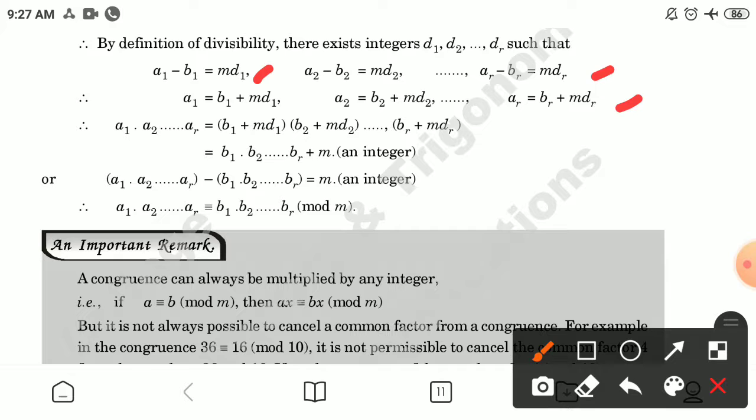Therefore, multiplying, we have A1 into A2 into so on up to AR is equal to B1 into B2 into up to BR plus some M times an integer, or written as A1 into A2 into AR minus B1 B2 BR is equal to M into an integer. Therefore, by the definition of congruency, A1 into A2 into AR is congruent to B1 B2 BR mod M.